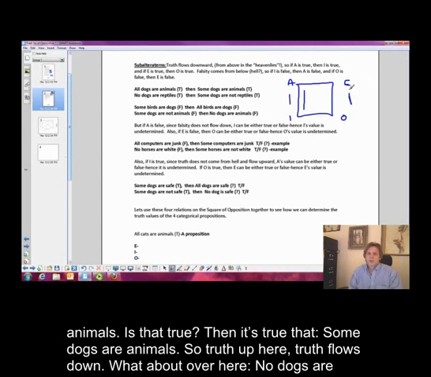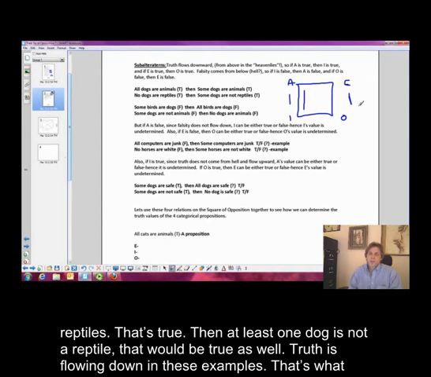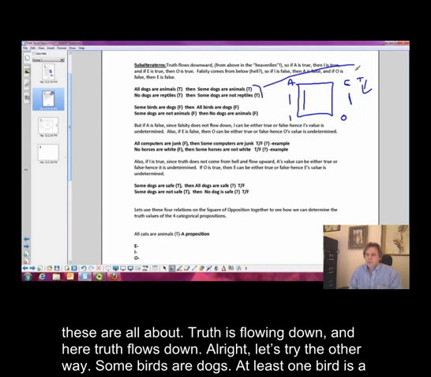Okay, what about over here? No dogs are reptiles. That's true. Then at least one dog is not a reptile. That would be true as well. Truth is flowing down in these examples. That's what these are all about. Truth is flowing down, and here truth flows down.